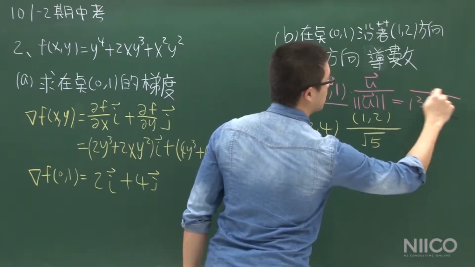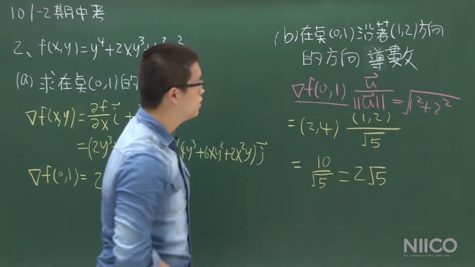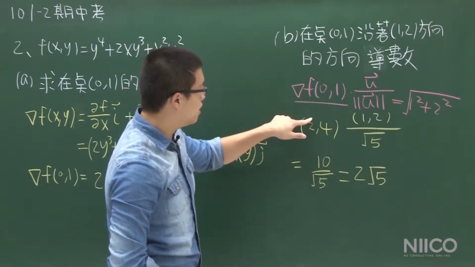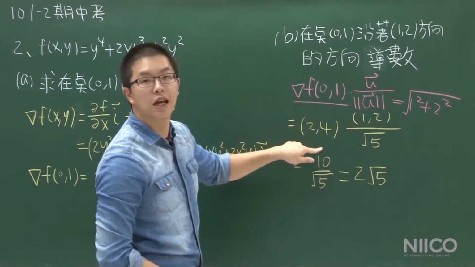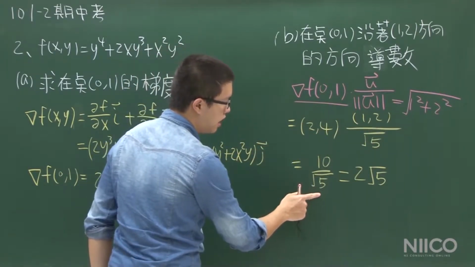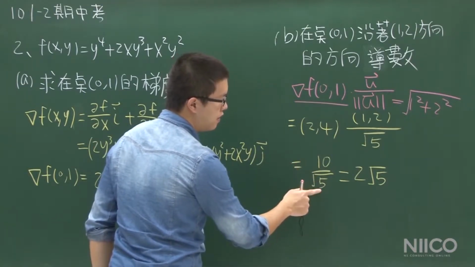So you can see that the inner product is just 2 times 1 plus 4 times 2, so it's just 10. So it is 10 divided by square root of 5. And it should be quite obvious that it is just 2 times square root of 5, and that is the final answer of this problem.